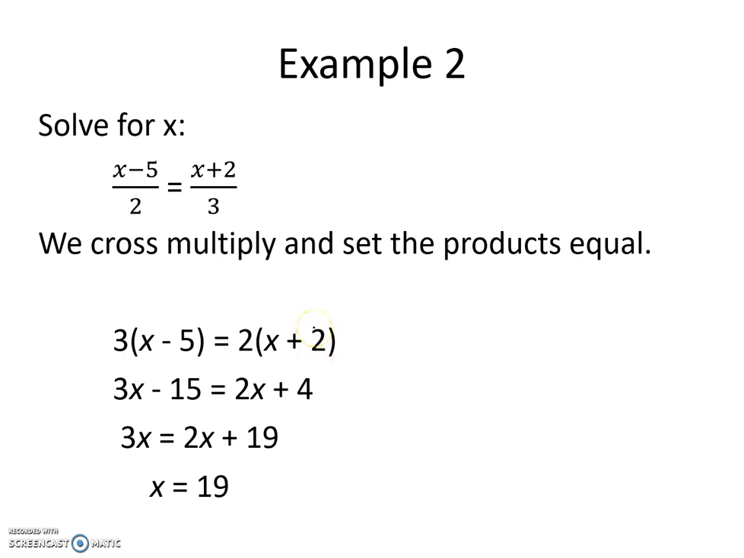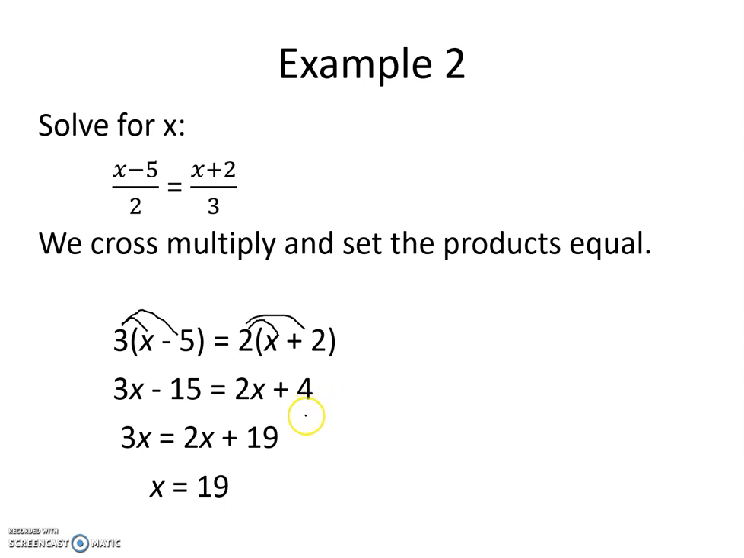On example 2, we're asked to solve for x. We are given (x minus 5) divided by 2 equals (x plus 2) over 3. We once again cross multiply and set the products equal. We have 3 times the quantity x minus 5 equals 2 times the quantity x plus 2. We distribute that 3 to each piece. We get 3x and minus 15. On the right side, distributing the 2, we get 2x plus 4. So we're left with 3x minus 15 equals 2x plus 4.